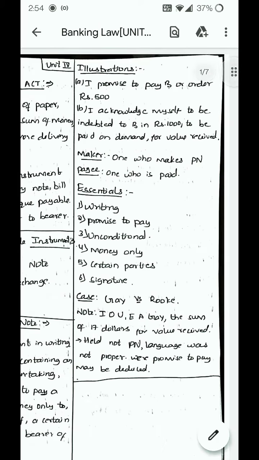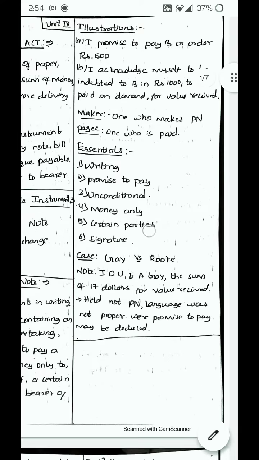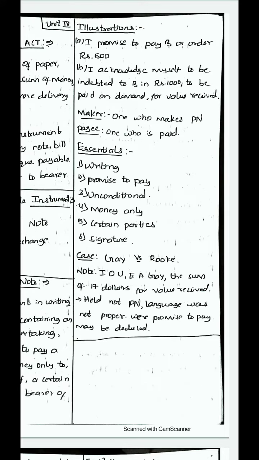Illustrations. I promise to pay B or order rupees 500. So I acknowledge myself to be indebted to B in rupees 500 to be paid on demand for value received. As soon as he writes this note and hands it over to B, then he will be liable to pay rupees 500 to B. So this is a promissory note. The person who is making this instrument is called maker, and the person who is getting paid here, to whom we are delivering this note, is the payee.